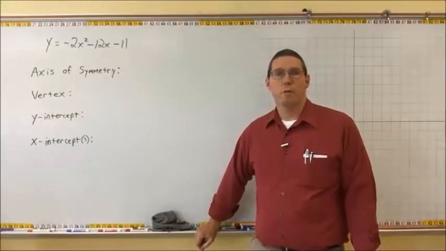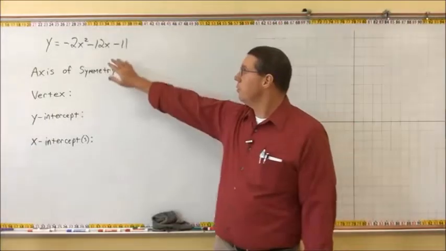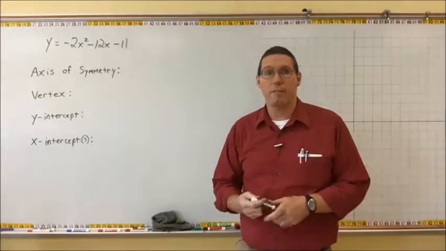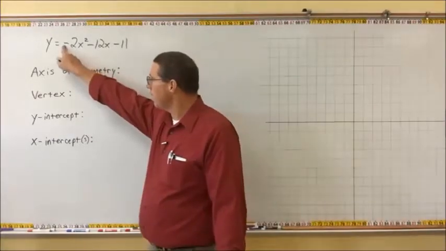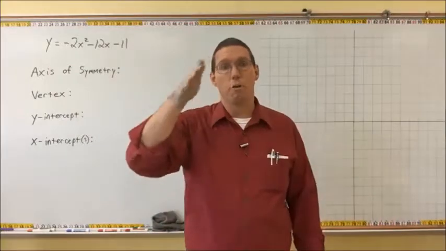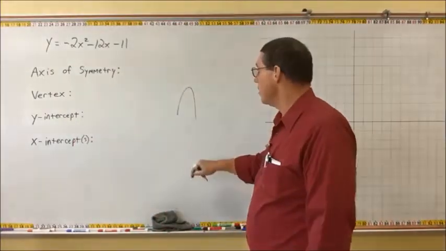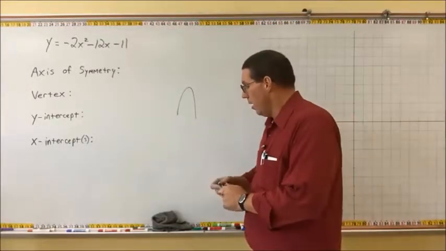All right, let's graph one more of these quadratics. I've got a new quadratic function here: negative 2x squared minus 12x minus 11. Because this quadratic starts with a negative, because it's a negative 2, it's going to curve down. It's going to be an upside down U. It's going to look like this instead of the U shape.